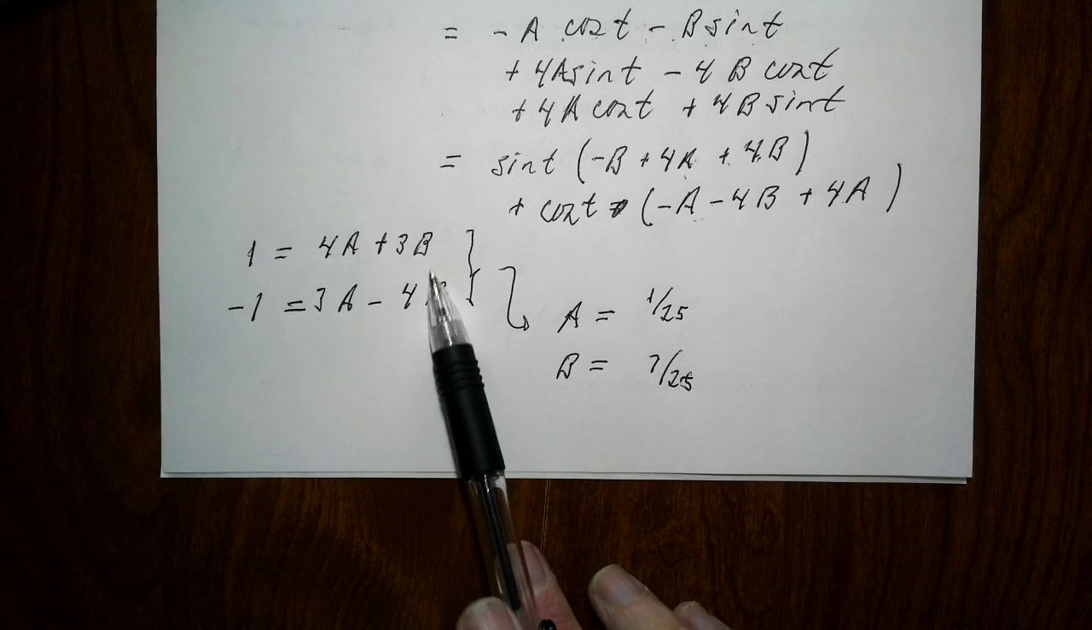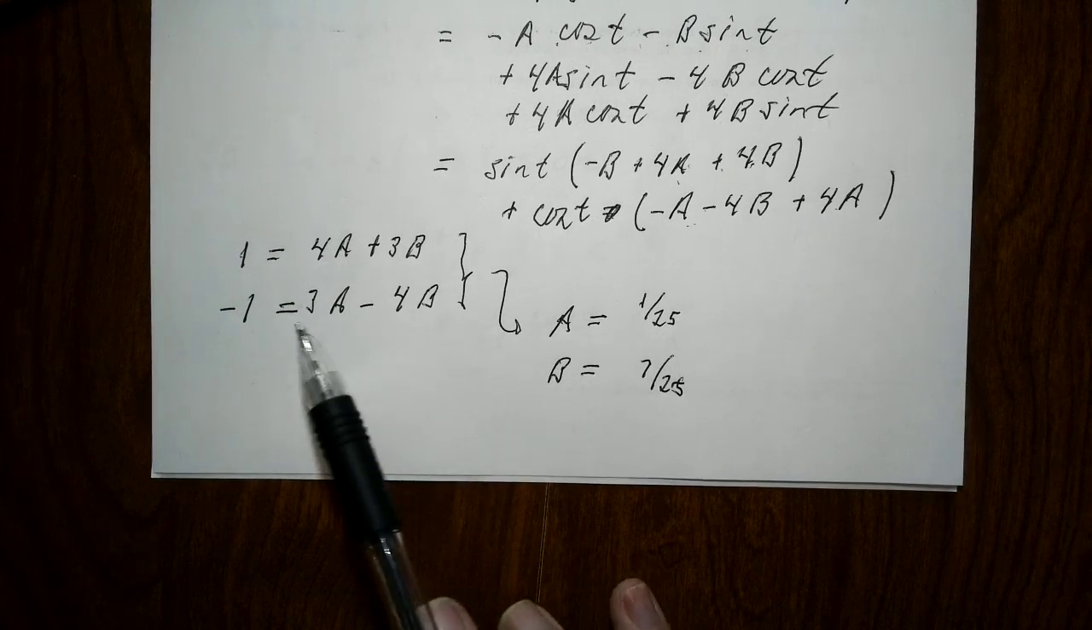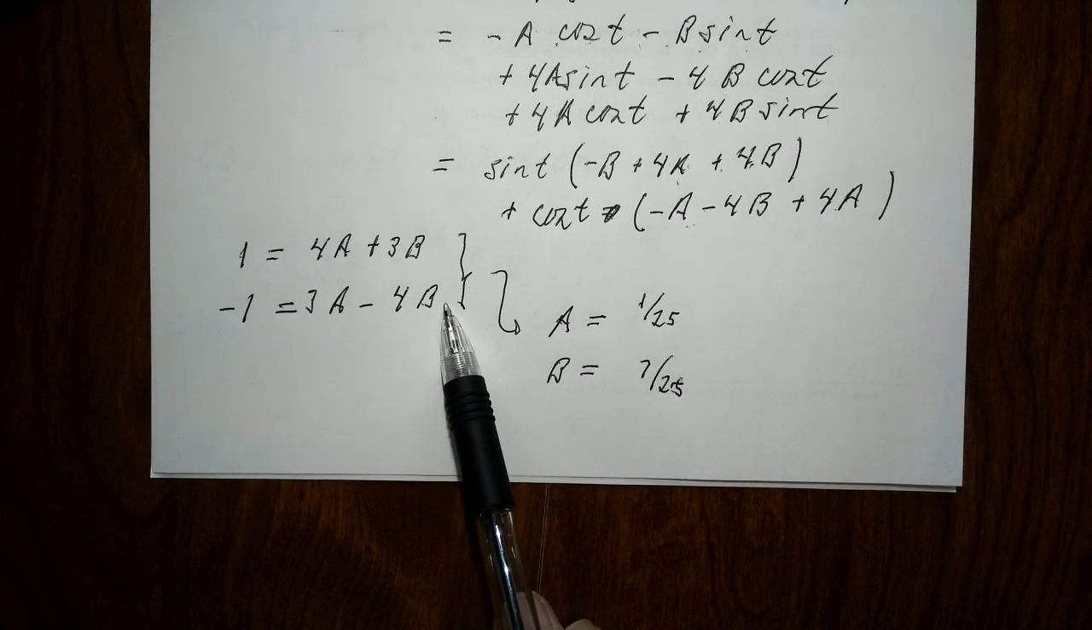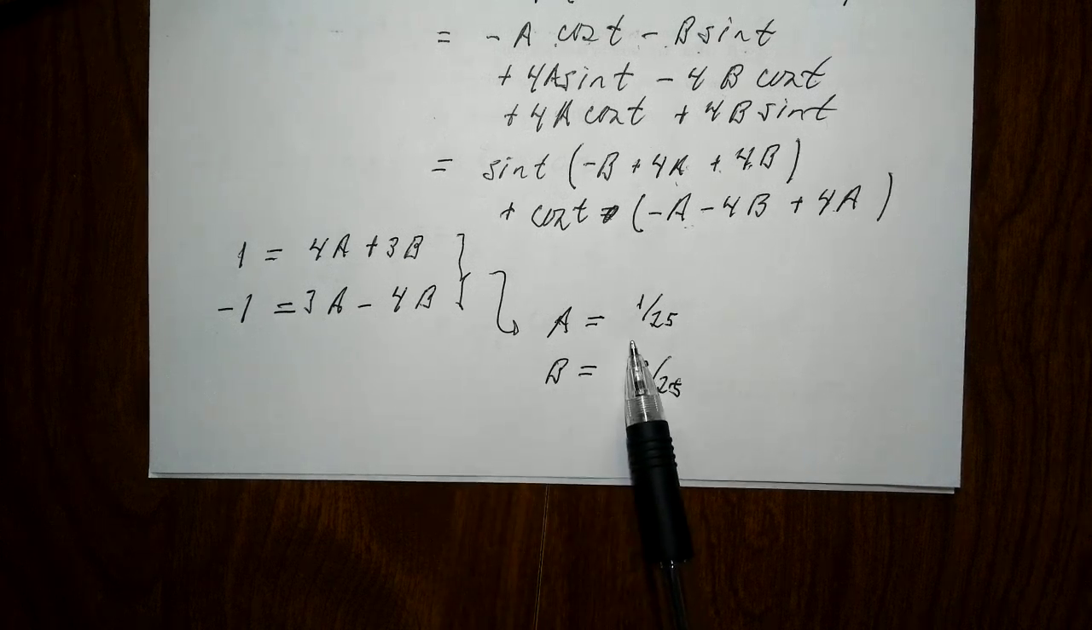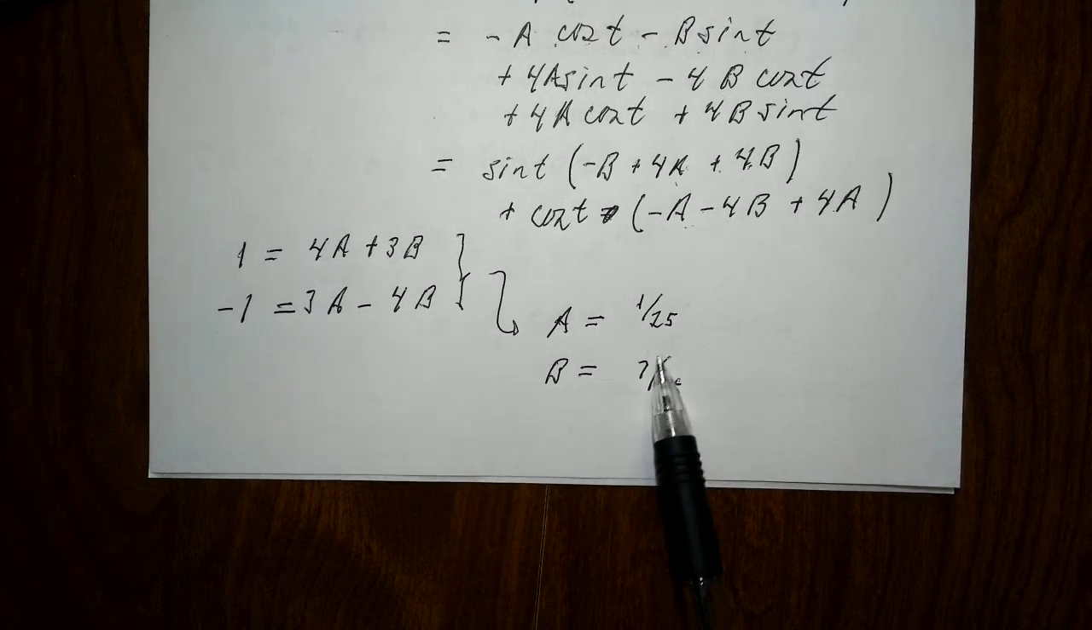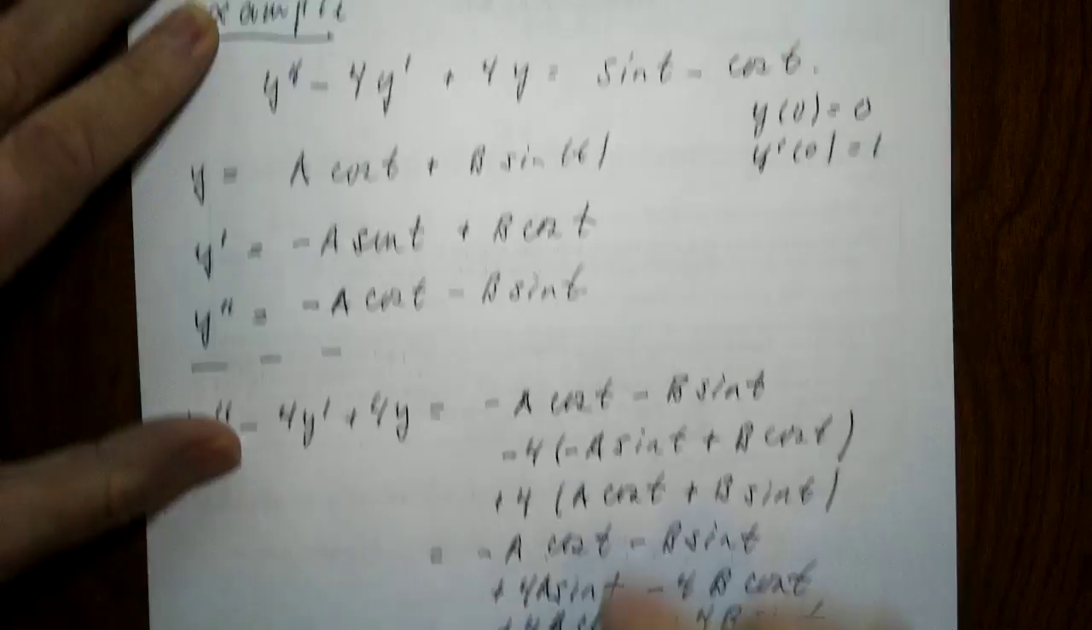This is a system of equations, two equations and two unknowns. There's various methods to solve it using matrices, substitution. I simply did it on Wolfram Alpha, and I got A equals 1/25 and B equals 7/25.